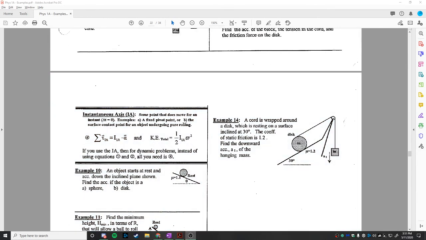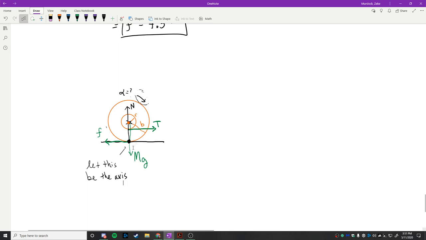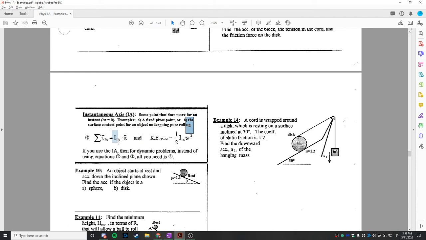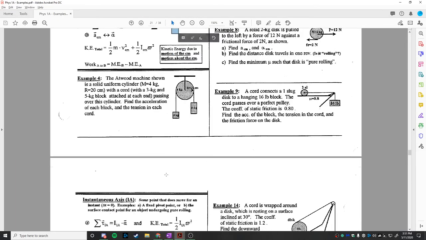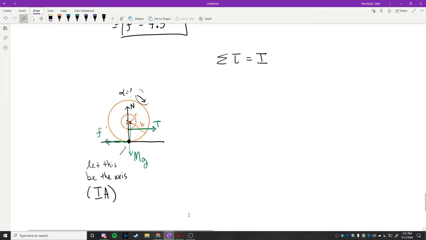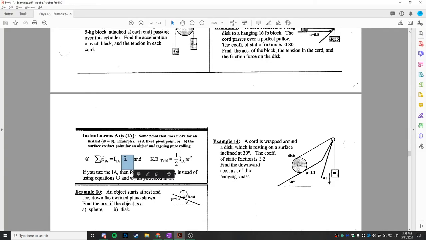Notice that it's the surface contact point for an object undergoing pure rolling, which is exactly what we have here. So this is going to be our instantaneous axis, our IA. And the equation says the net torque about that axis should be equal to the moment of inertia, which has to be about that same axis too. I need to go back to the notes to make sure. Yep, it's the moment of inertia about the axis, by comparison with what we did before, which was the moment of inertia about the center of mass. This is really technical stuff now, so I hope you're still following with me. So we need the moment of inertia about the instantaneous axis, and then we multiply that times the angular acceleration, okay?